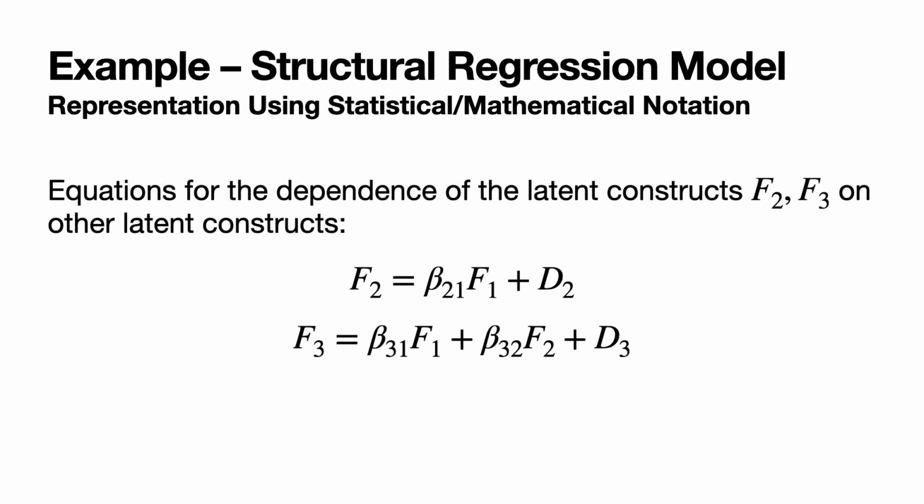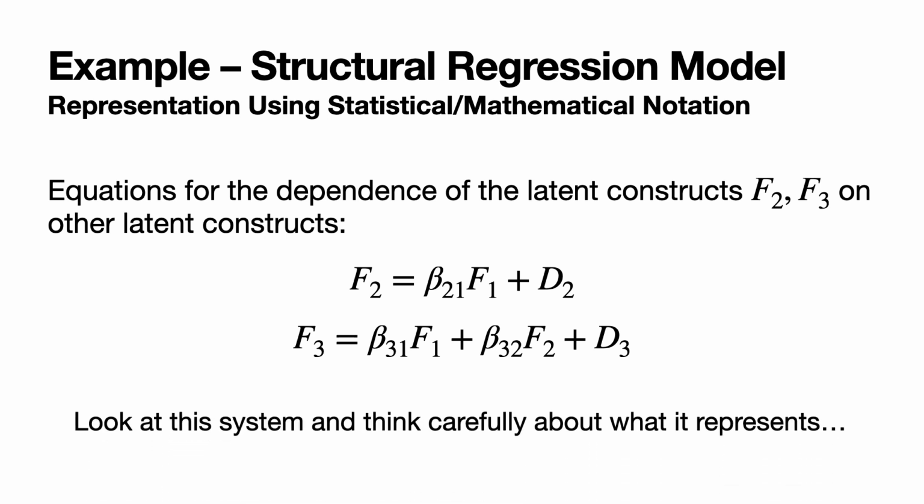And finally, here are the equations for the dependence of the latent constructs F2 and F3 on other latent constructs. So F2 is equal to beta 21 times F1 plus an error term D2. F3 is equal to beta 31 times F1 plus beta 32 times F2 plus the error term D3.